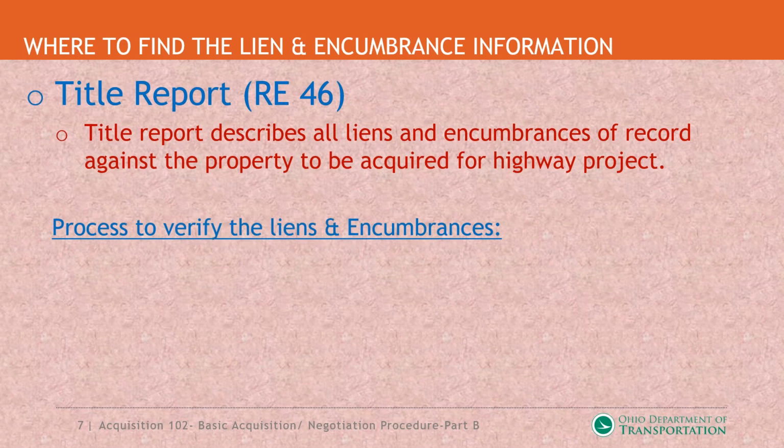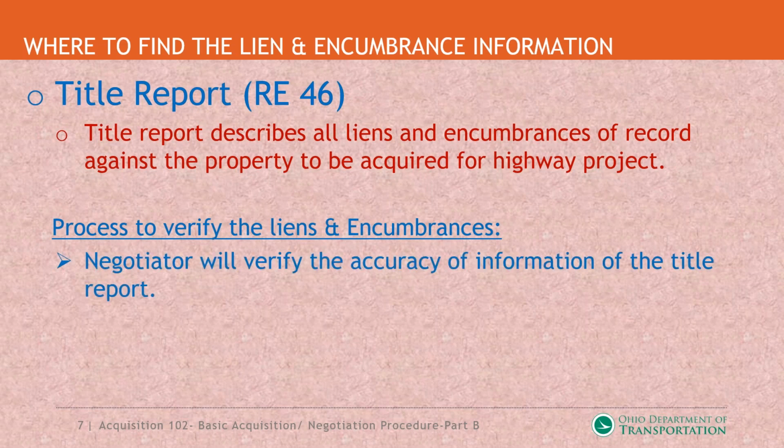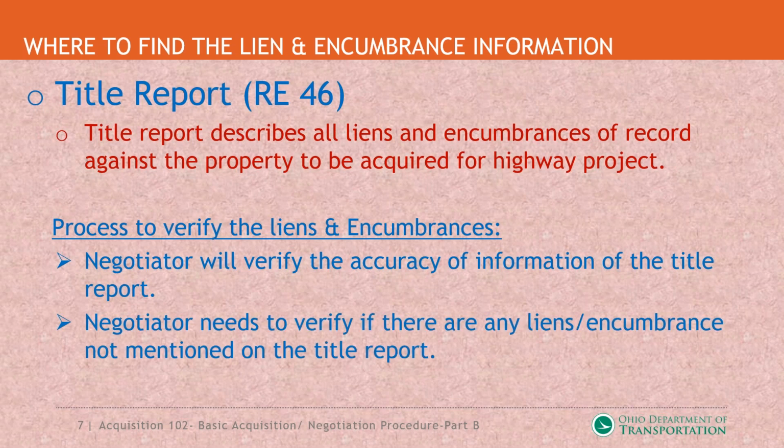The process to verify these encumbrances and liens is that the negotiator will verify the accuracy of the information on the title report. In other words, the negotiator will go through, during the face-to-face meeting, or in this case a virtual meeting, to verify the accuracy of the information on the liens and encumbrances on the title report. The negotiator needs to verify if there are any liens or encumbrances not mentioned on the title report. That way, they can write that information down, and it'll be a part of the record.